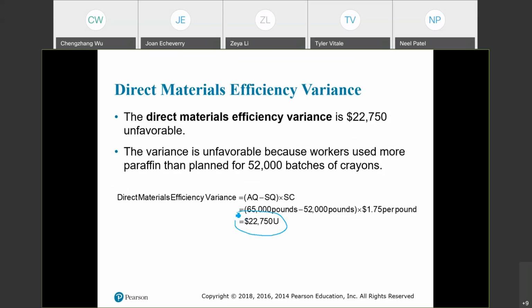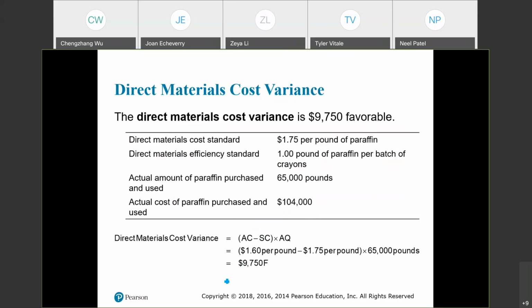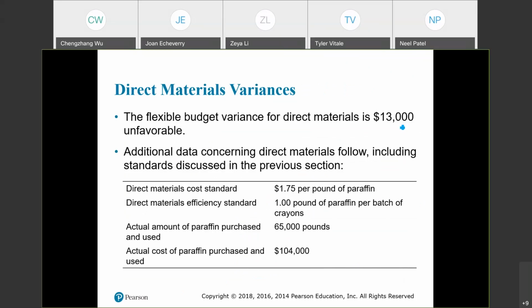Well, remember this amount, unfavorable, plus this amount, favorable, of $9,750. These two amounts added together, we get the previous unfavorable of 13,000. Well, this is how we analyze this unfavorable 13,000 in terms of direct material.